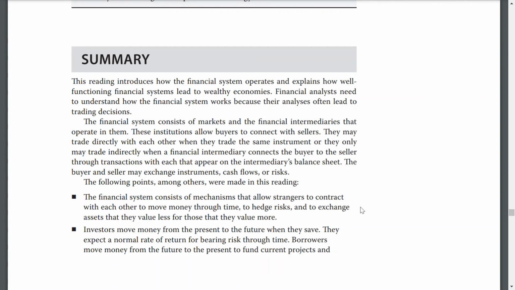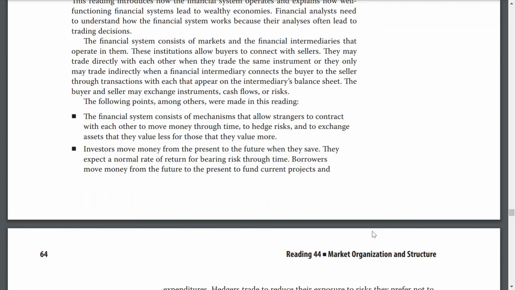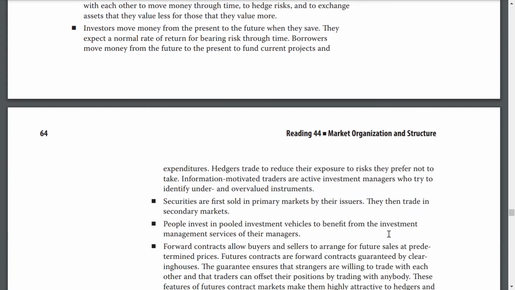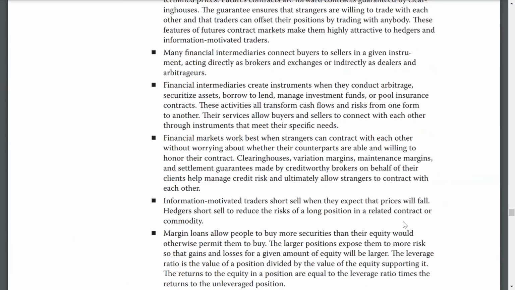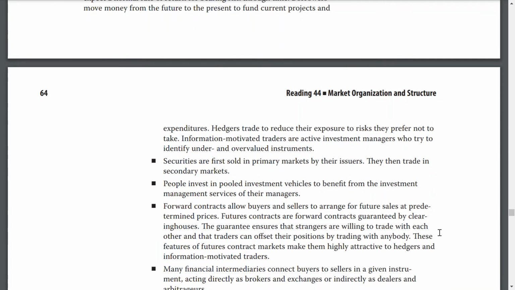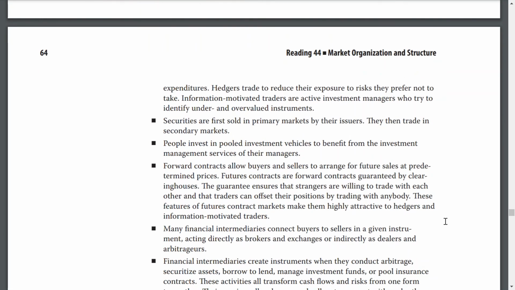Investors move money from the present to the future. When they save, they expect a normal rate of return for bearing risk through time. Borrowers move money from the future to the present to fund current projects and expenditures. Hedgers trade to reduce their exposure to risks. Information-motivated traders are active investment managers who try to identify overvalued investments.